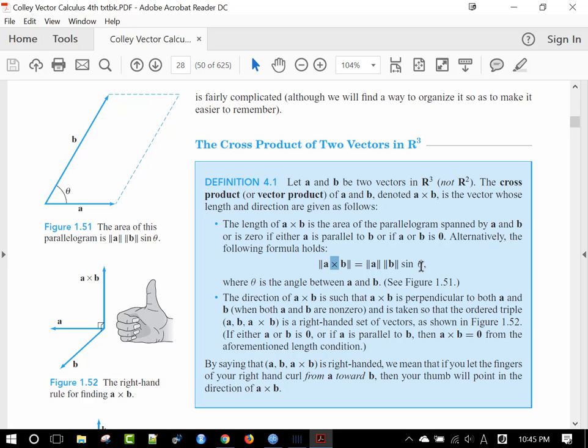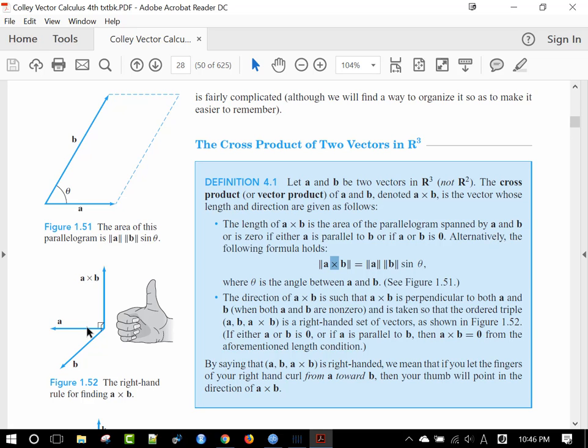So remember that the sine is 0 when theta is 0. The cosine was the opposite. The cosine was 0 when theta was 90 degrees. But the sine is 0 when theta is 0. So when is this magnitude going to be 0? When the two vectors are in the same direction. The angle between them is 0, which means that they're in the same direction.